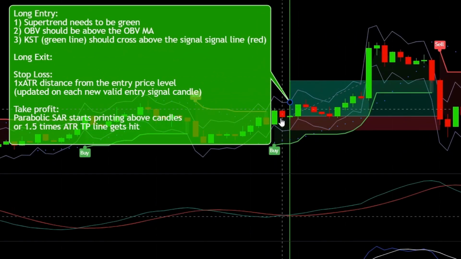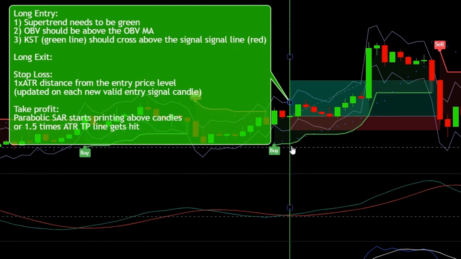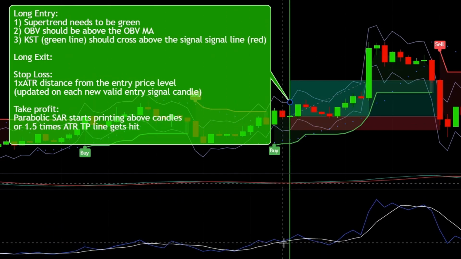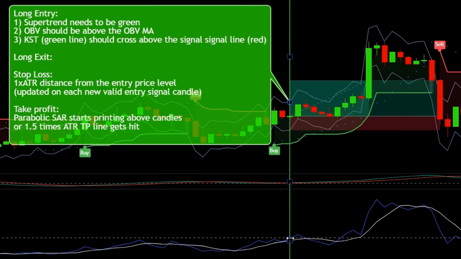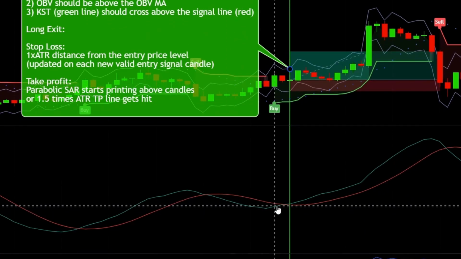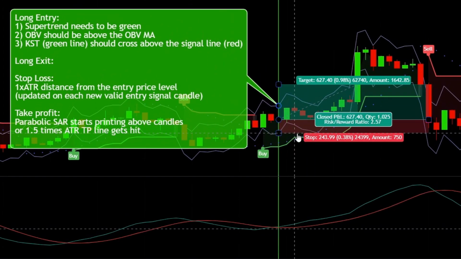Here we have a valid long entry signal. And for a valid long entry, first the SuperTrend needs to be green. It switched to green right there, and on the signal candle it is green. Then the OBV should be above the OBV-based moving average. If we take a look, the blue line is the OBV line and the white line is the moving average. On the entry signal candle, the OBV is above. Third, on the No Sure Thing, the KST green line should cross above the signal line, which is the red line. Zooming in, as you can see, we get a cross up right there. So all of the conditions are met for a valid long entry.